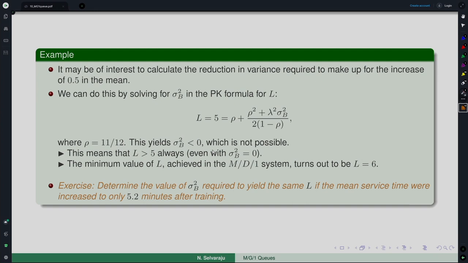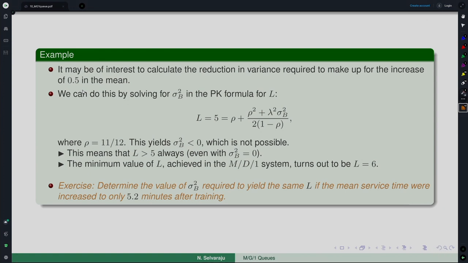So, that means L is greater than 5 always. Even with sigma square b equal to 0, which is the corresponding MD1 system, L turns out to be 6. So, you cannot reduce any further if the mean is increased to 0.5.